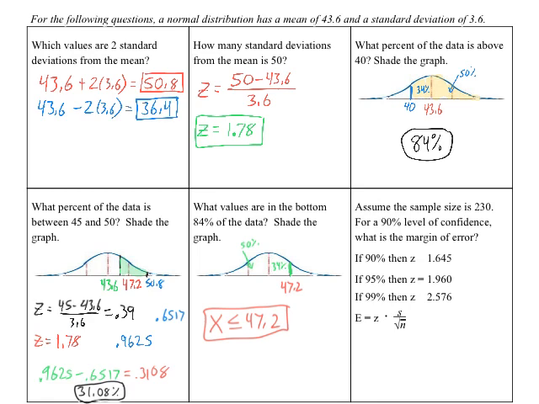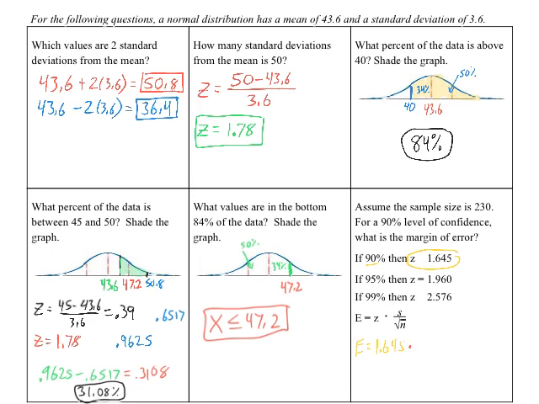All right, last one. Assume the sample size is 230. So, or assuming for this one. For a 90% level of confidence, what is the margin of error? This is your margin of error formula. So first thing we do is we look at this and we go 90%, so we want this number. So E, which is margin of error, is equal to 1.645.